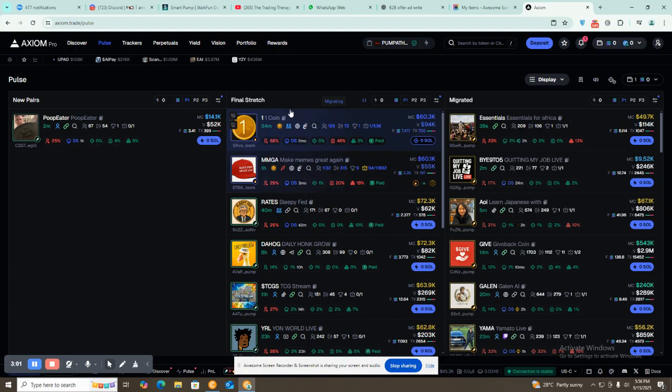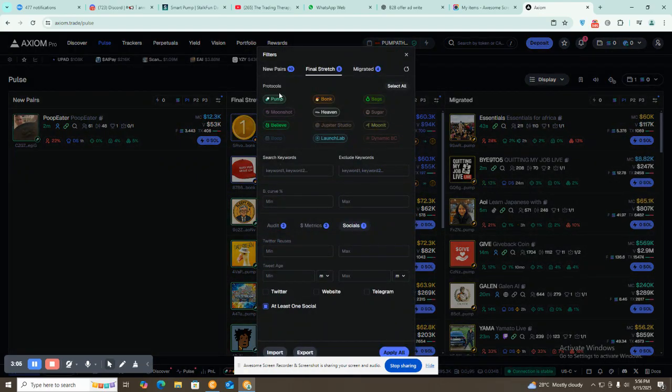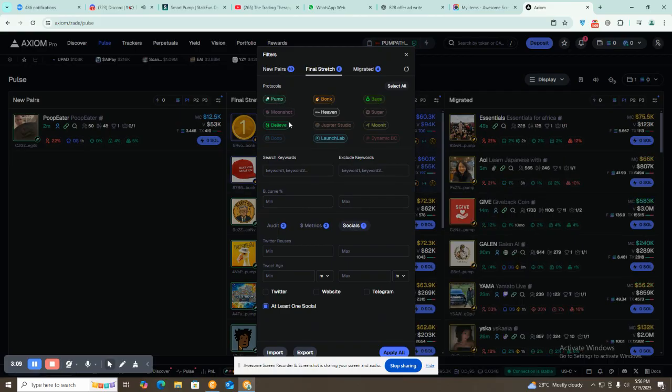For the final stretch, I have my settings as well. I was able to pick pump.fun, bonk, bags, believe, Heaven, and LaunchLab. And I have my settings as well. As you can see for the socials, I have at least one. And the reason why I always set the socials to at least one is this.